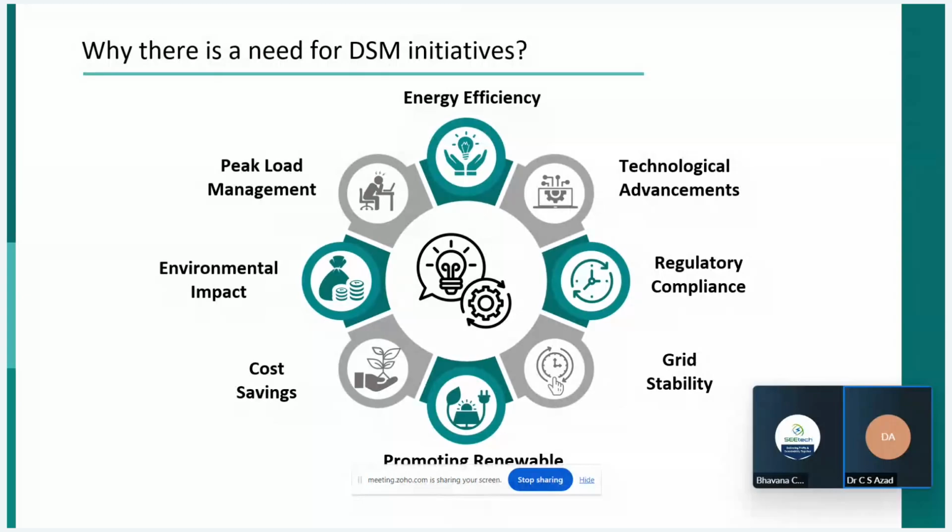Now there is talk of rooftop solar and other renewables. That renewable integration is also very, very important. And similarly for grid stability, we will discuss how demand side management can support grid stability. For grid stability also, we need demand side management.